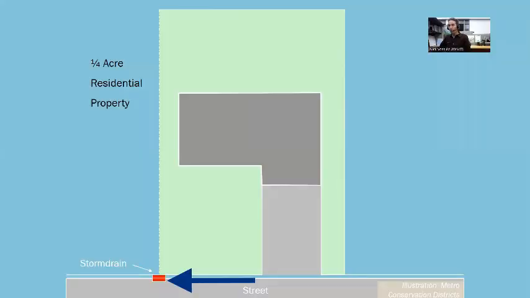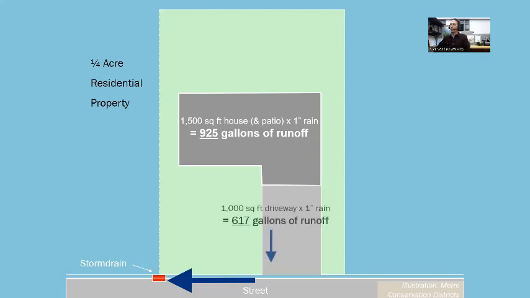And now for some of the nuts and bolts. We have lots of properties that are generating more stormwater than you probably think. For a typical quarter-acre residential property, these are just some estimates. If a house was about 1,500 square feet, 1-inch rain event, we're calculating 925 gallons of runoff. Driveway, similar, 617 in a 1-inch rain event.